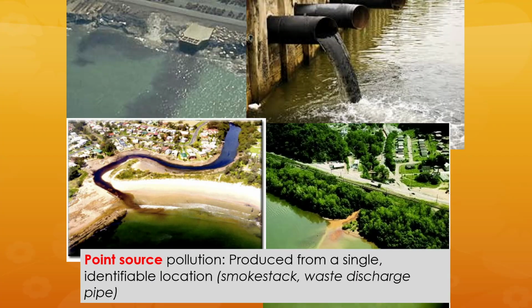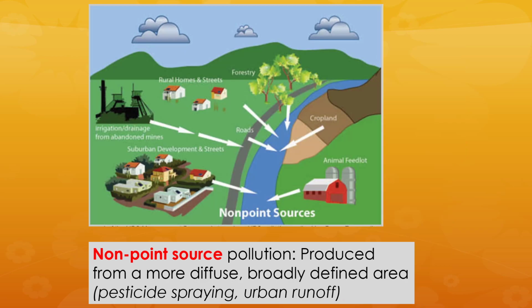Now, there's two main sources of pollution. We have point sources. Point sources are really nice because you know exactly where it comes from. They're produced from a single identifiable location. The reason they're nice is because typically if you have a point source of pollution, it's easier to mitigate or stop. With non-point sources, you're looking at more diffuse and broadly defined areas where it is harder to find the direct source because there are many sources that eventually work their way into, for this example, the river.